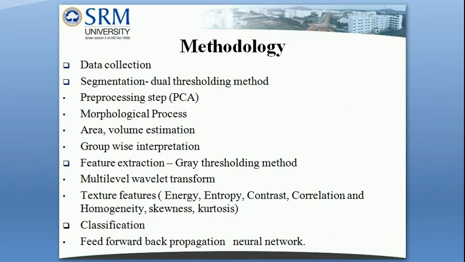Methodologies: initially data collection, followed by segmentation by the dual thresholding method. Under segmentation we have a pre-processing step using principal component analysis, and a morphological process. From the segmented image we can estimate area and volume, and interpret its value according to the age groups, and feature extraction by using the gray thresholding method. Under feature extraction we have multi-wavelet transform and texture features like energy, entropy, contrast, correlation, homogeneity, skewness and kurtosis. Finally, classification by the feed-forward backpropagation neural network.